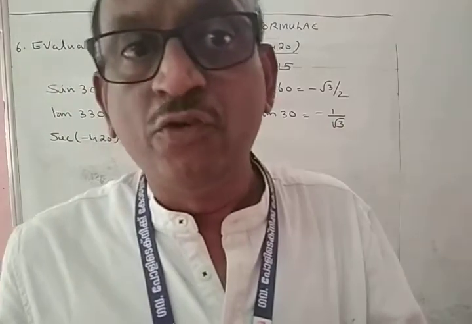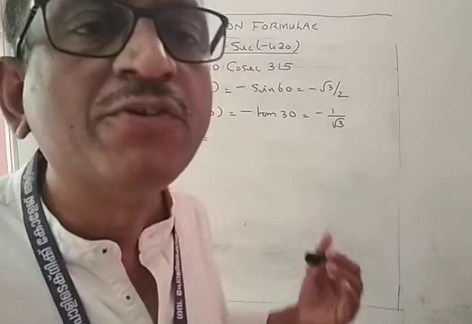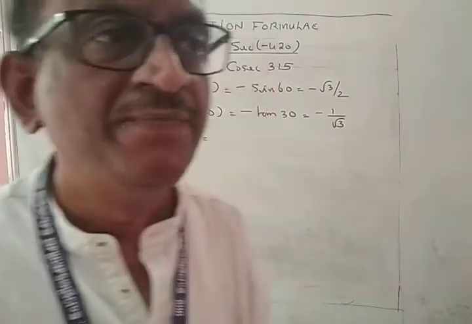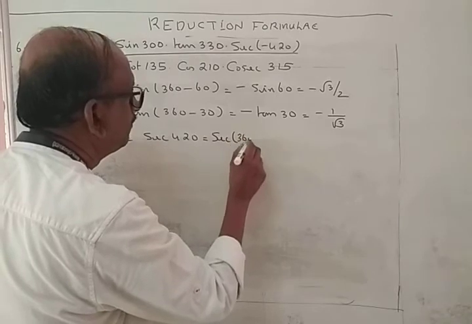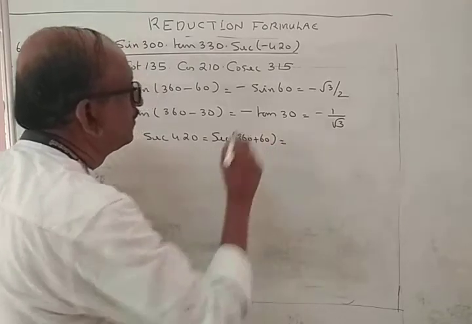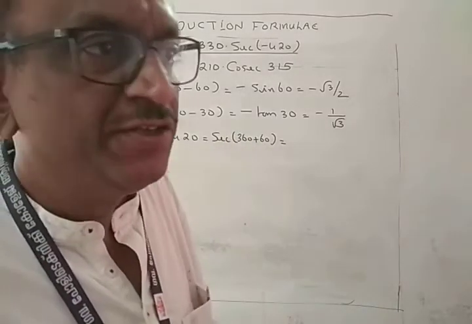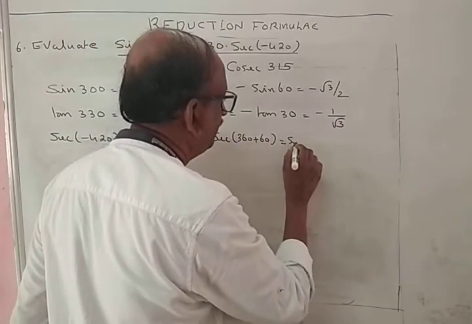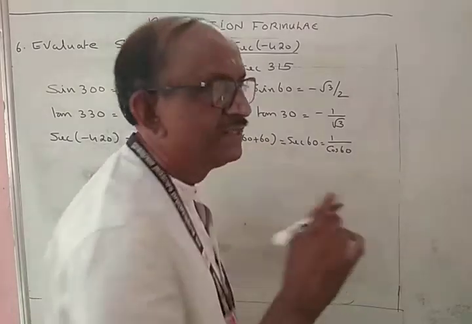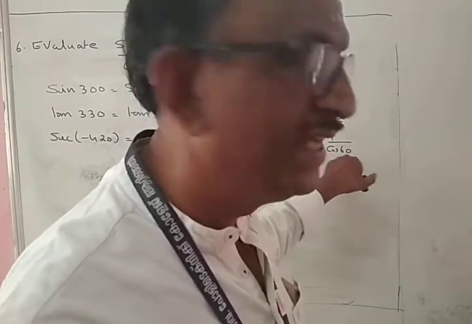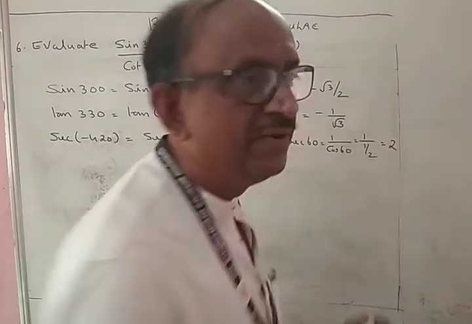Sec is the reciprocal of cos. Cos minus theta is cos theta. Therefore, sec minus theta is also sec theta. Therefore, sec minus 420 is the same as sec 420. 420 can be expressed as 360 plus 60. 360 is equivalent to 0. Therefore, sec 60. Sec 60 is the same as 1 by cos 60. Cos 60 is 1 by 2. 1 by 1 by 2 is 2.